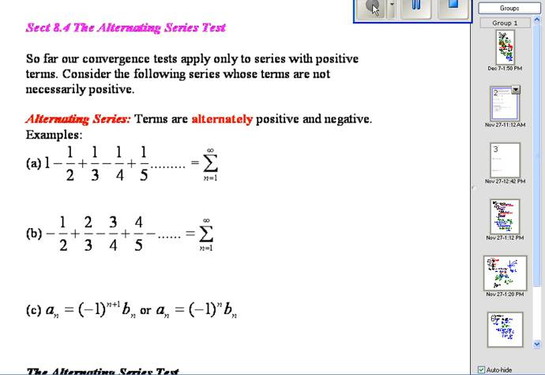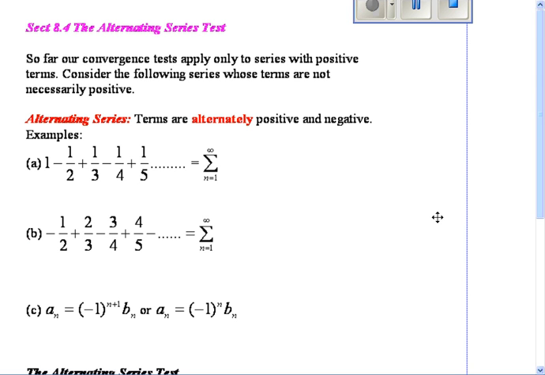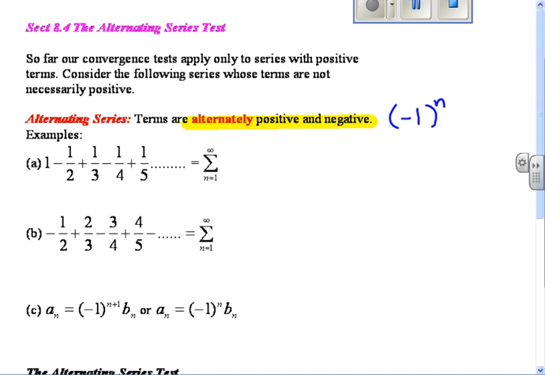But this is an alternating series test, and it just boils down to 3 things. First off, this is how we're going to handle some of the negatives. If they alternate in sign, they have to alternate in sign. So that looks like a negative 1 to the n, or n plus 1 power. These are for alternating series, where terms alternate in sign. If they don't alternate in sign, then you can't use this test.